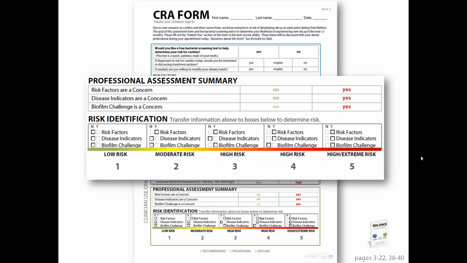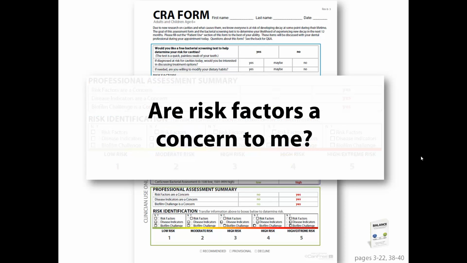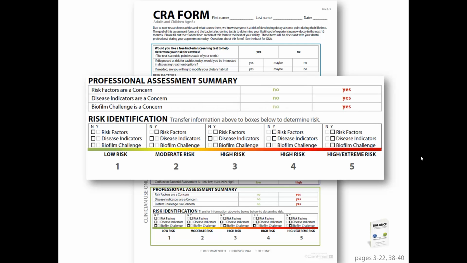With each of the 3 data points, you will want to ask yourself if you are concerned with what you see. So, for risk factors, before you circle yes or no, look up to the risk factor section, see what the patient has said yes to, and ask yourself, are risk factors a concern to me? Based on your level of concern, circle yes or no. Then continue the same process with disease indicators and biofilm challenge. Once you have your 3 answers, you can move the patient into their risk category by simply following the pattern of circles you have made.